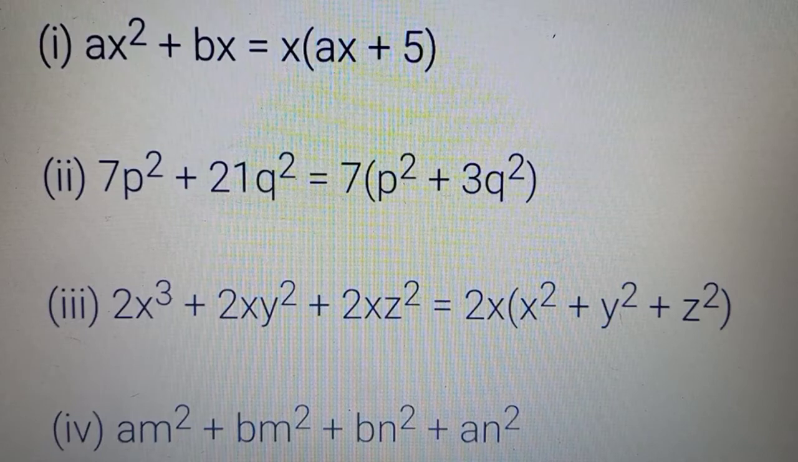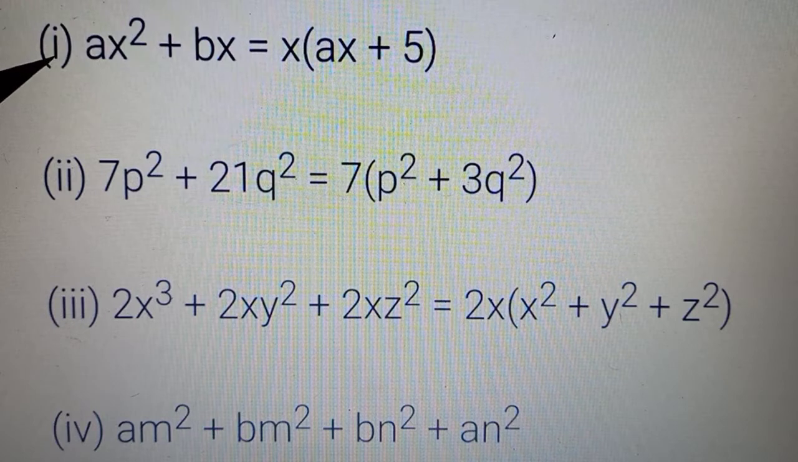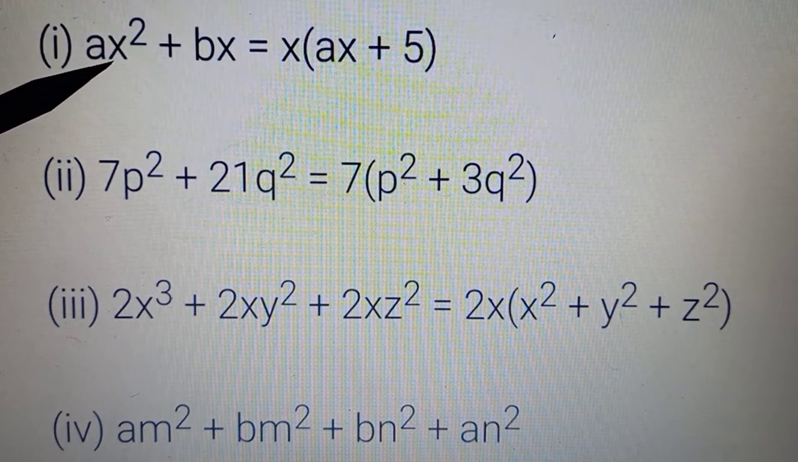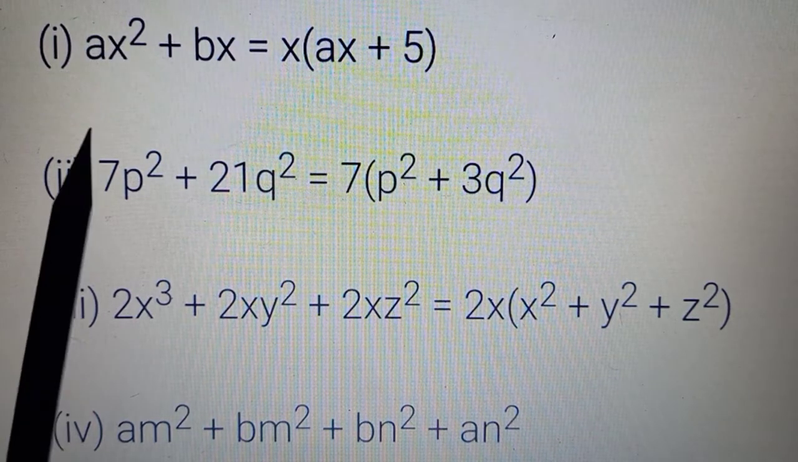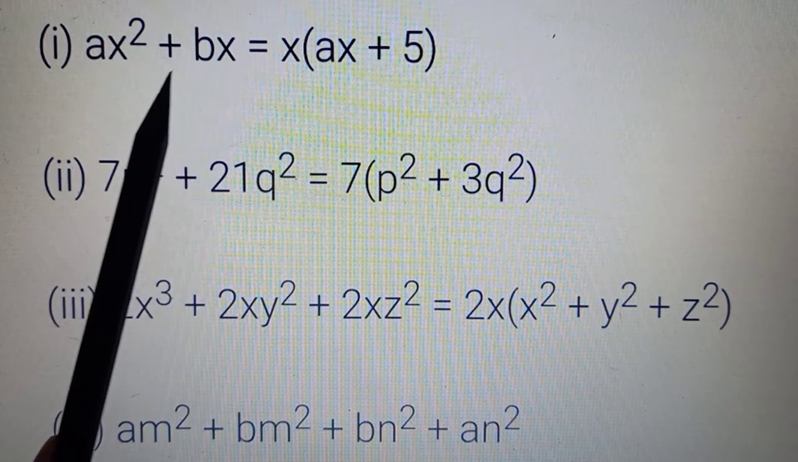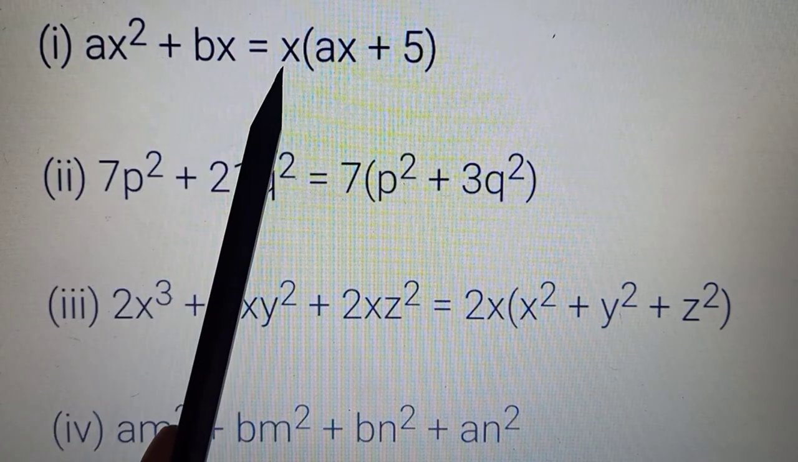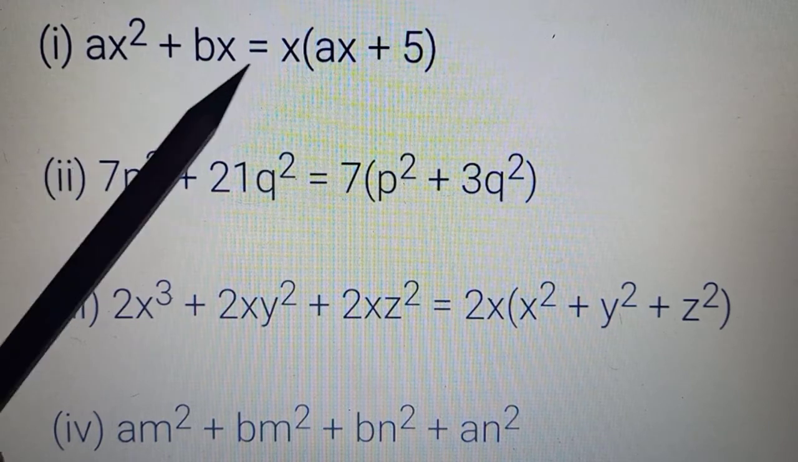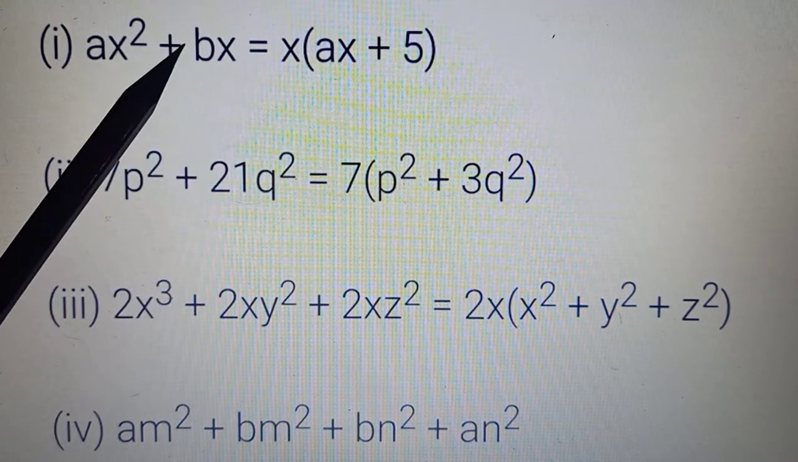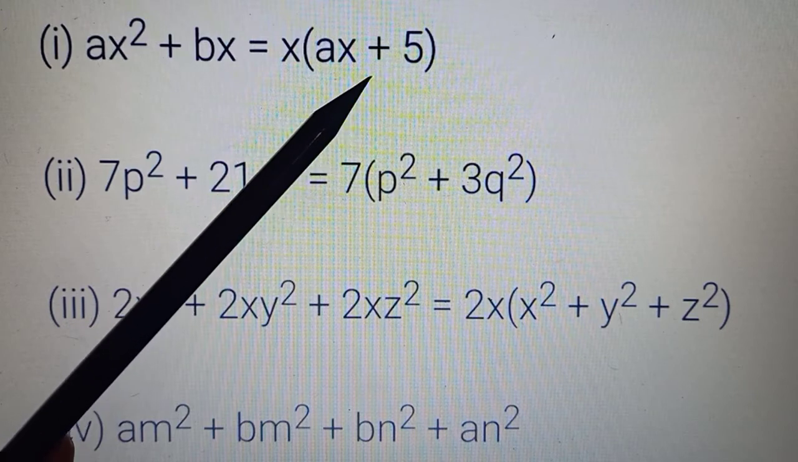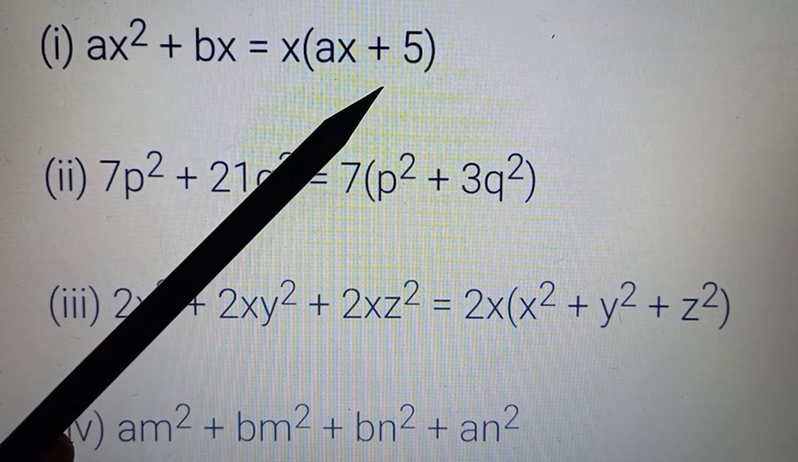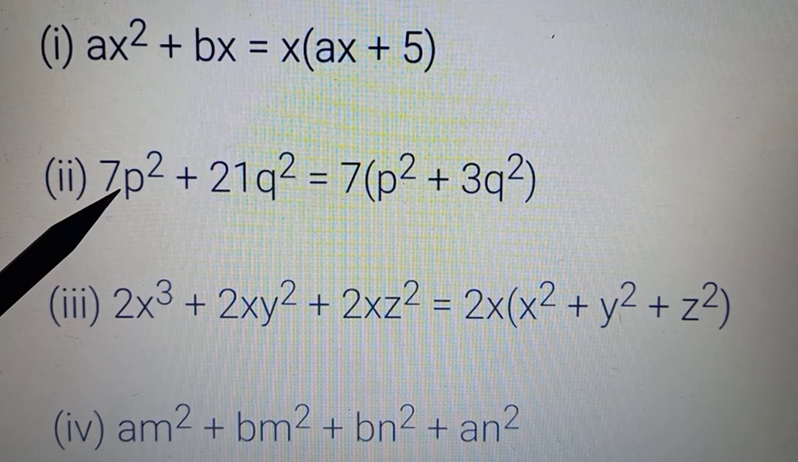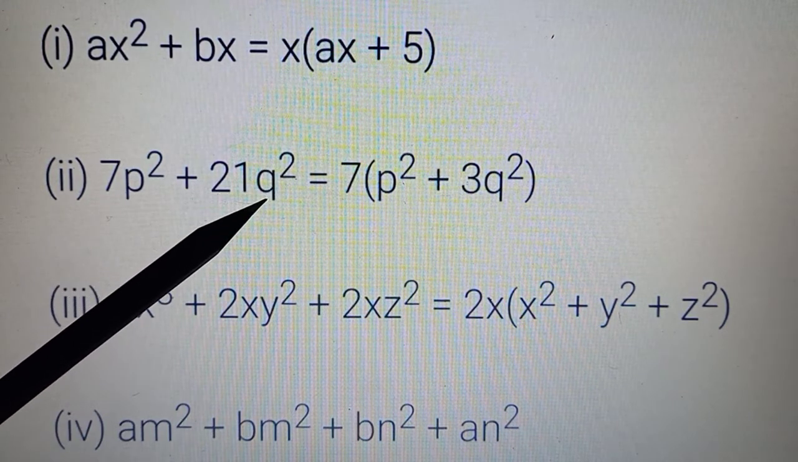Class 8, we had to take question number 3 from exercise 14.2 asking you to factorize these expressions. So the first part you have ax square plus bx, and in both these terms we see 1x here, 1x here, so we can take that x common. So if one of the x has gone from here, only ax remains, and from here that's b, not 5, okay? So correct it.